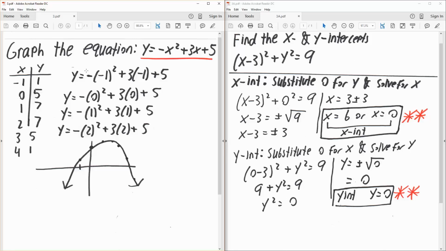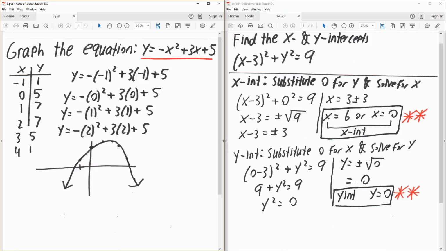And this right here, if we were to add everything, we would get 1. This right here, we get 5. This right here, we get 7. And lastly, this right here, we get 7 again. And if we do 3 and 4, we get 5 and 1, respectively. And so we have the points -1, 1; 0, 5; 1, 7; 2, 7, it's kind of the same area; 3, 5; and 4, 1.